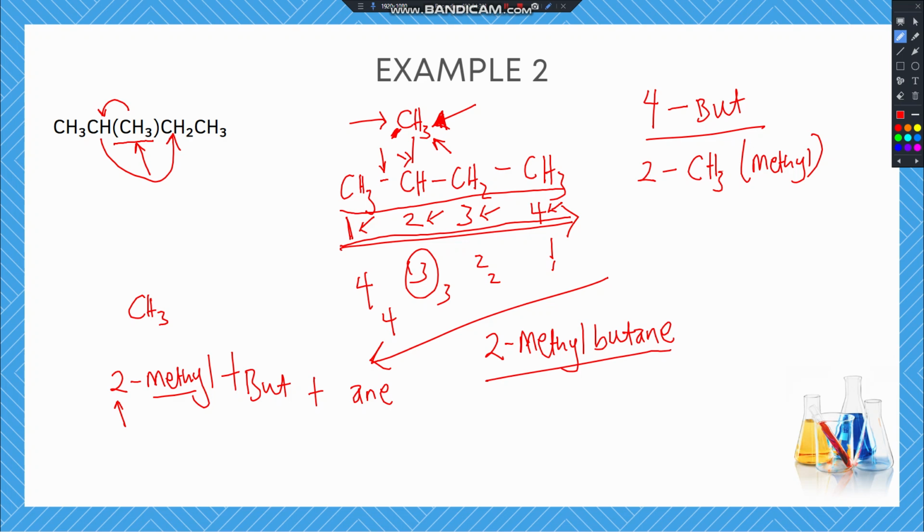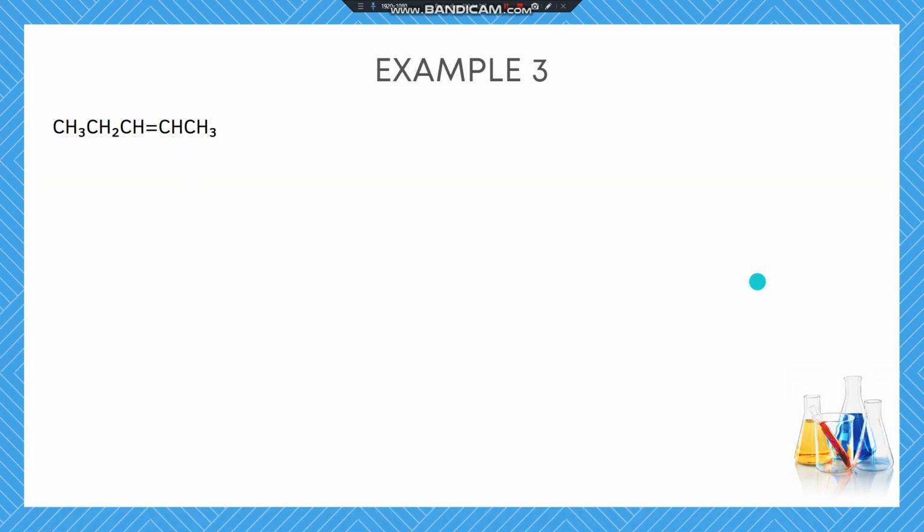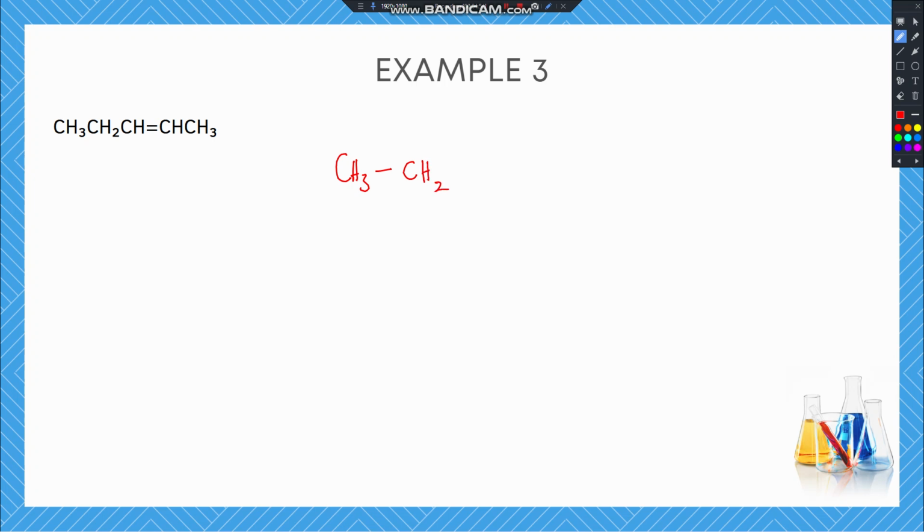I'm sure you're seeing every bit of how we're naming these compounds one after the other. Next on our list is this compound on the screen right now that we want to name. Let's redraw it in a way that will be more illustrative for us to see. We have CH3 bonded to CH2 bonded to a CH which has a double bond to another CH, and then it is bonded to CH3. So now we have this compound and we want to name it. Let's go ahead and count the number of carbon atoms that are present in the compound.